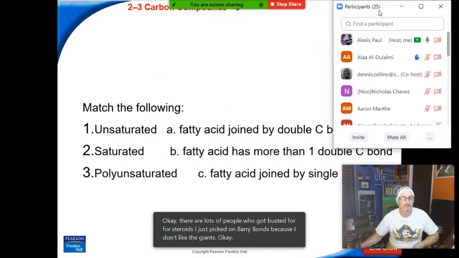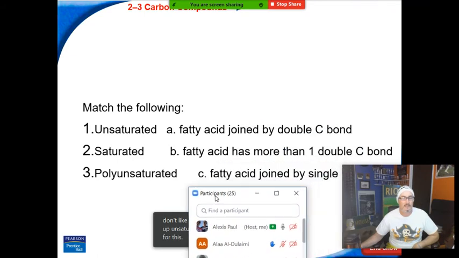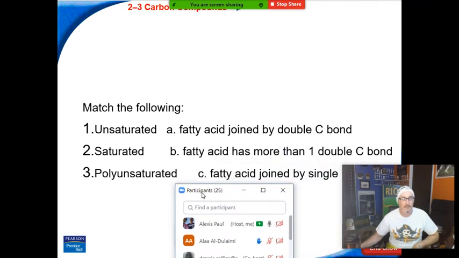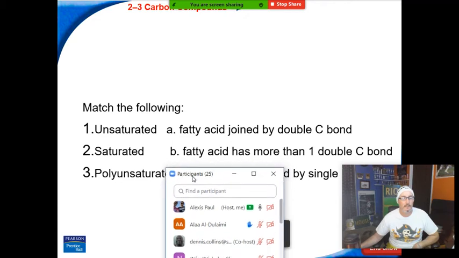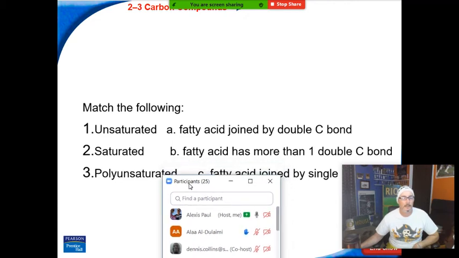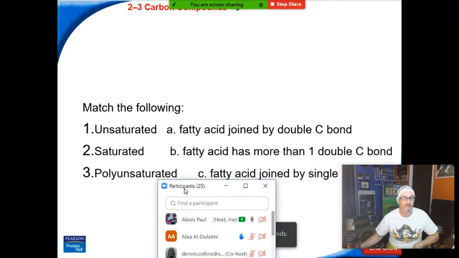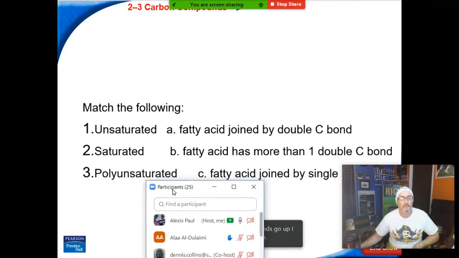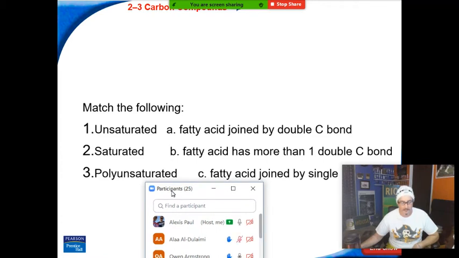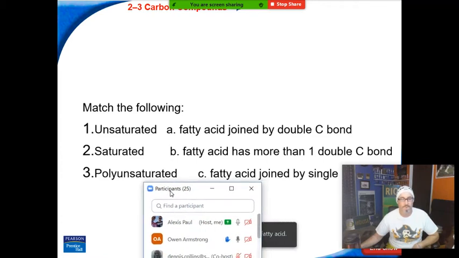Okay, let's see. Match them up. Unsaturated, you're taking a look at number 27 for this. Hand up if you want to do A for unsaturated. Which one is unsaturated? Unsaturated is the one that's a fatty acid joined by a double bond. You got it. So that's going to be B.